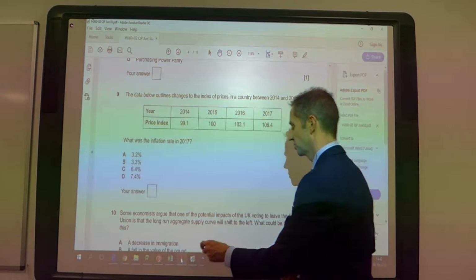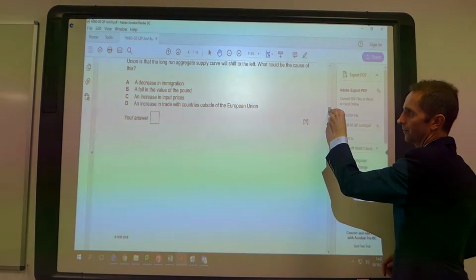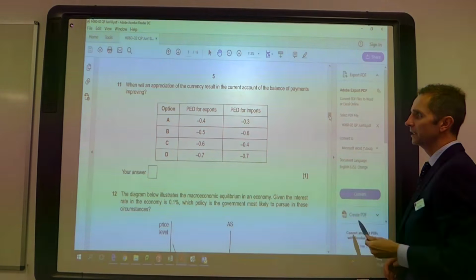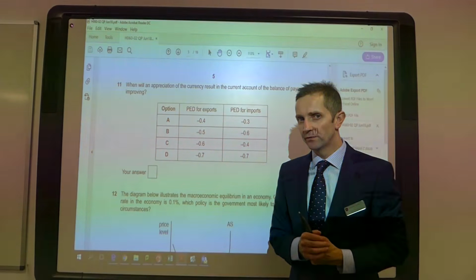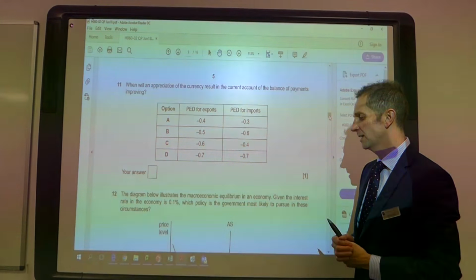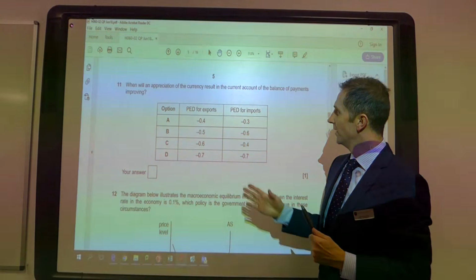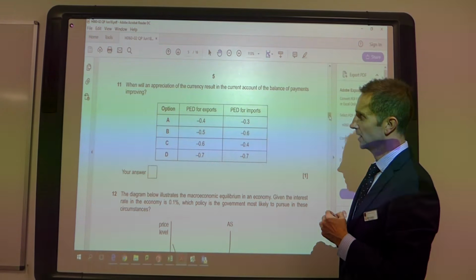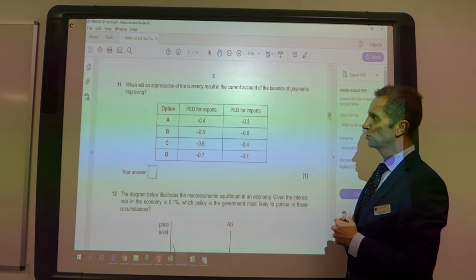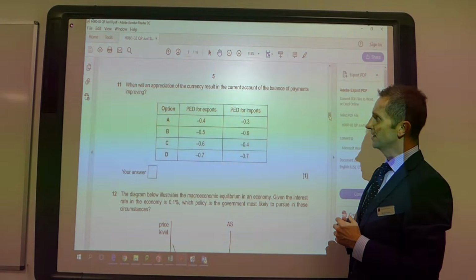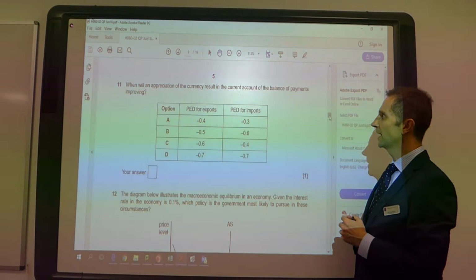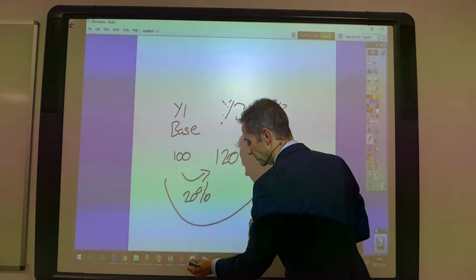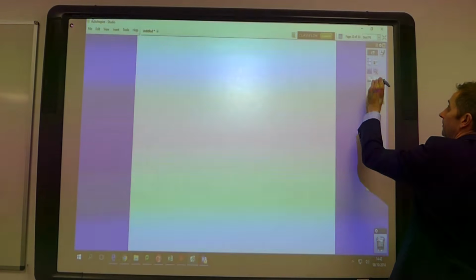Okay, question 11. Right, now. Really interesting question, this one. Very tricky little question, tricky little blighter, this one. And this was to do with your knowledge of the Marshall-Lerner condition. When will an appreciation of a currency result in the current account of the balance of payments improving? Really tricky little question, that one. So let's just look at that.